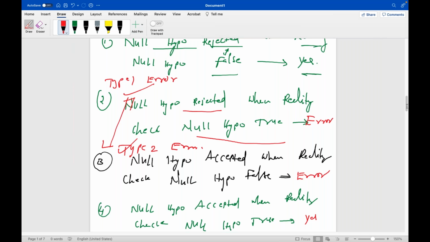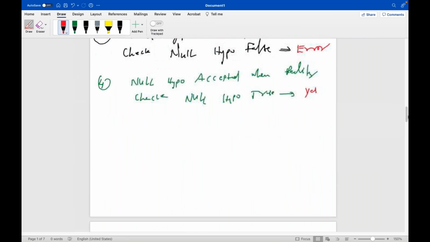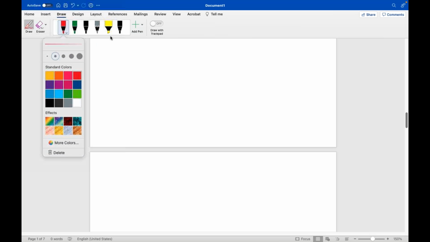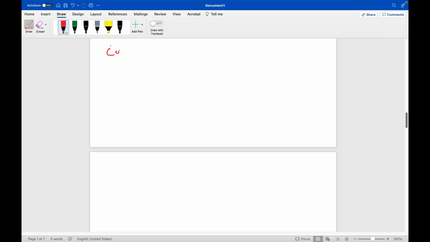Okay, I hope you have written these four points, right? Now, in machine learning, at the time of implementing some kind of classification techniques, we would like to see one particular matrix. The name of the matrix is the confusion matrix.